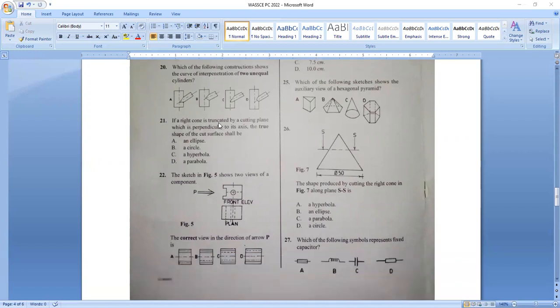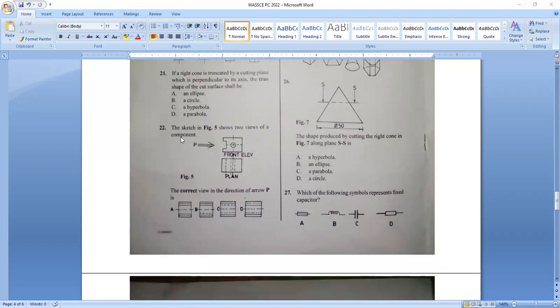If a right cone is truncated by a cutting plane which is perpendicular to its axis, the true shape of the curved surface shall be a circle. That is option B. So question 22.